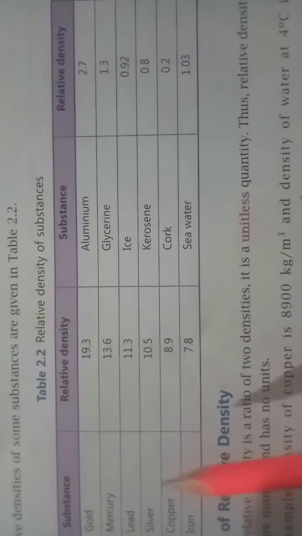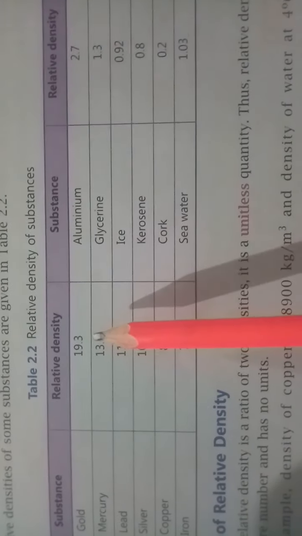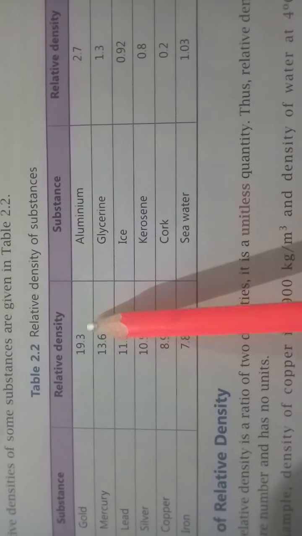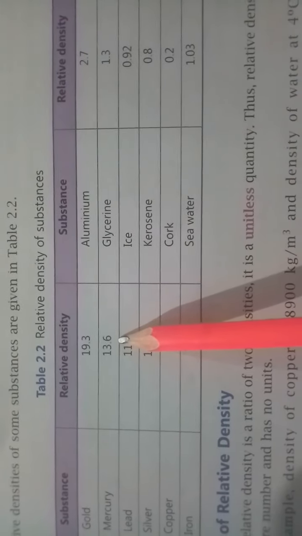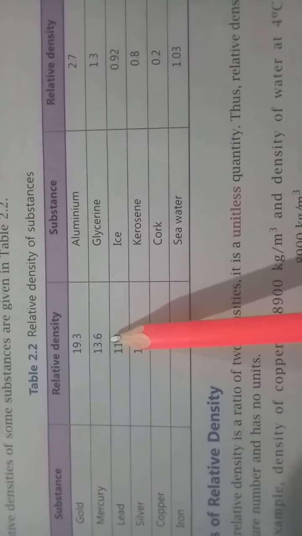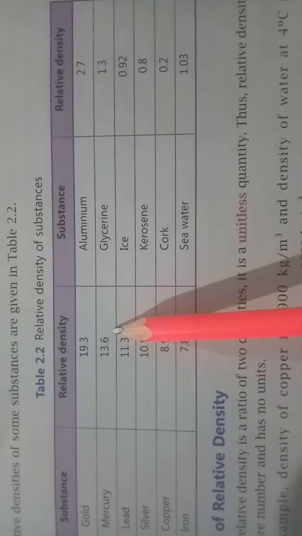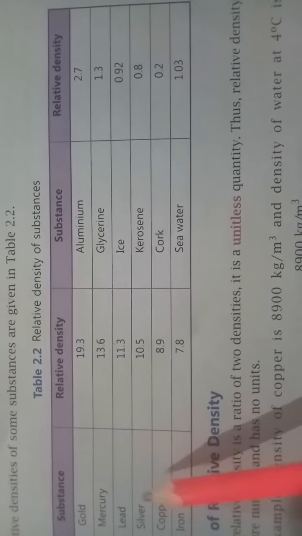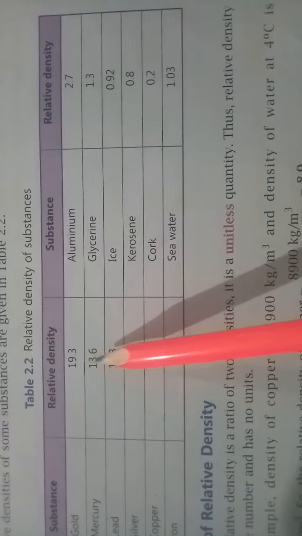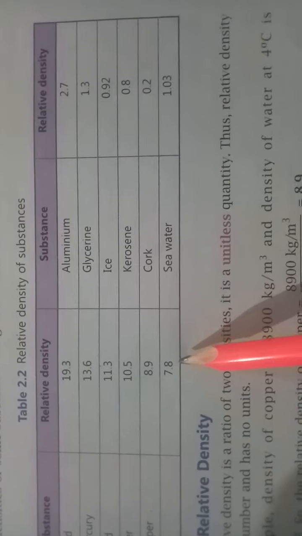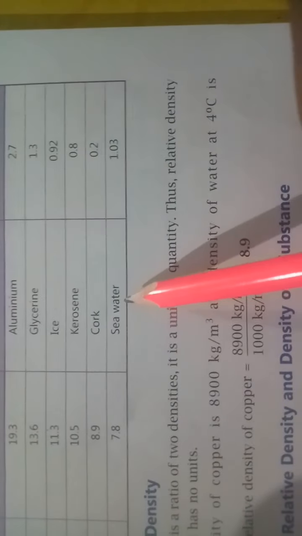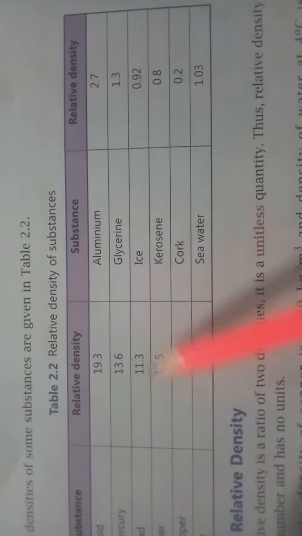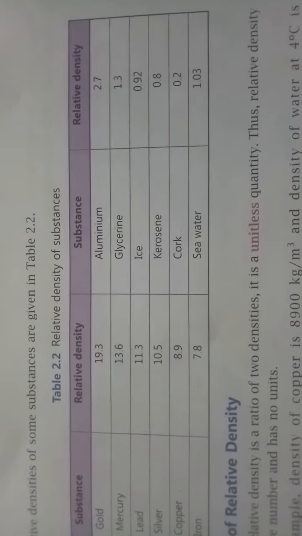Here there is a table 2.2, with some substances and their relative densities. Look at gold. Gold has the maximum relative density, 19.3. It has no units. Mercury, in the liquid state, has a maximum density of 13.6. Now look at lead, silver, copper, iron, all of them in the table. This is in decreasing order: aluminium, glycerin, ice, kerosene, cork, and seawater. They give different relative densities.